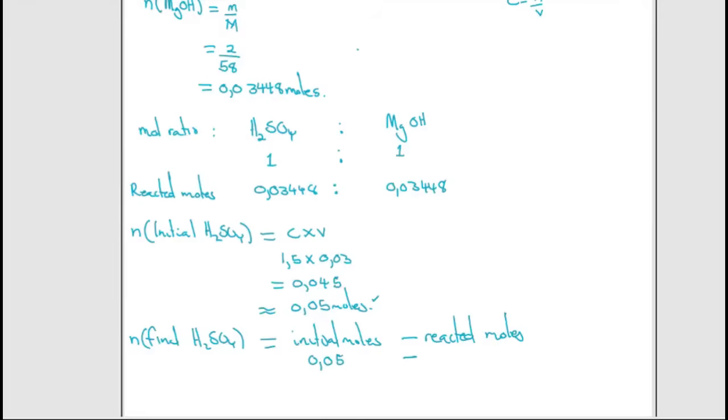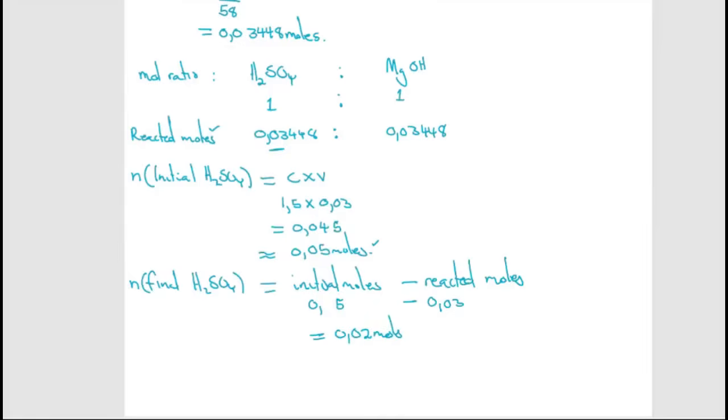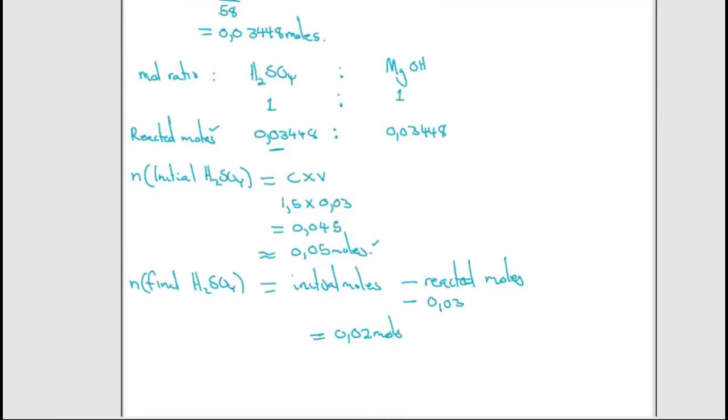Where do I get them there? It's at the top there, right? So these are the reacted moles, which is minus 0.03. Let me write it close there, so that we can see that we are subtracting. This was 0.05, therefore minus 0.03, you're going to get a value of what? 0.02 moles, right?